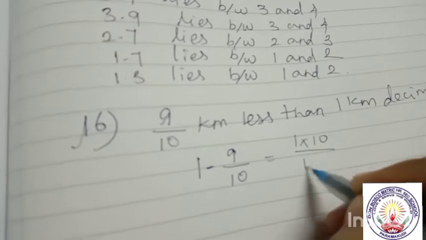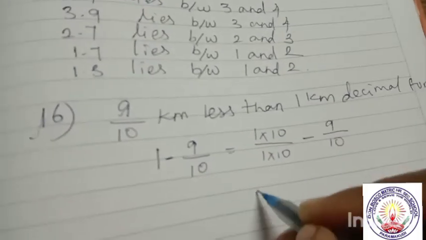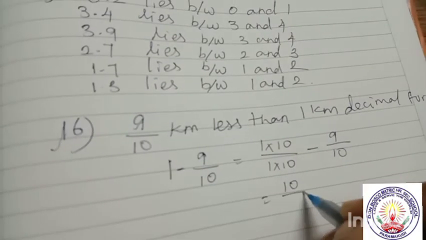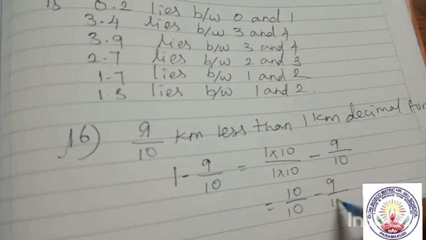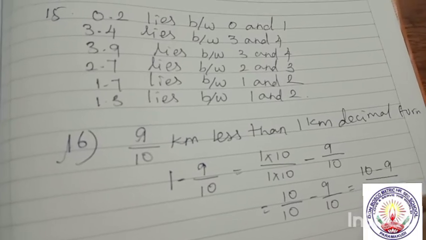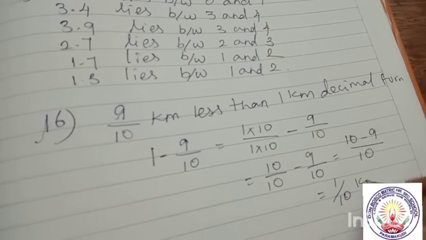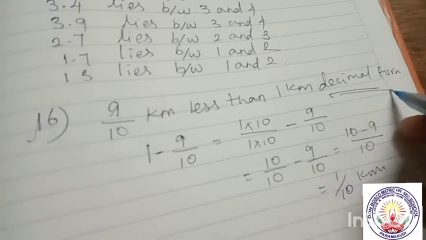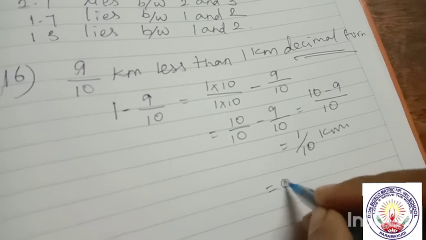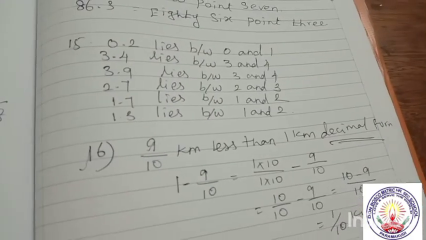1 divided by 1 minus 9 divided by 10. 1 is 10 divided by 10. Denominator is the same, so compare the numerator. 10 minus 9 divided by 10, that is 1 divided by 10 kilometer. Write in decimal form. Decimal form means 0.1 kilometer. Okay, thank you students.